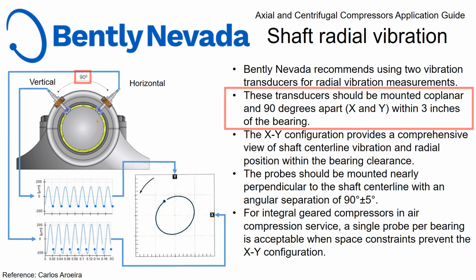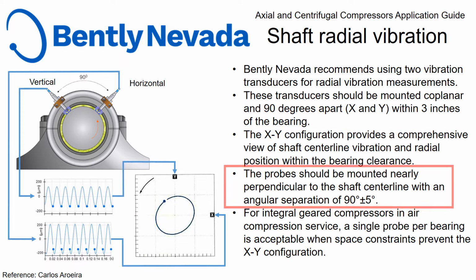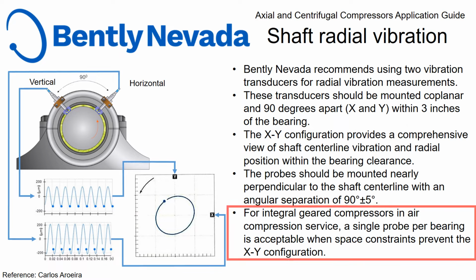These transducers should be mounted coplanar and 90 degrees apart within 3 inches of the bearing, and this is for large compressors. The XY configuration provides a comprehensive view of shaft centerline vibration and radial position within the bearing clearance. The probes should be mounted nearly perpendicular to the shaft centerline within an angular separation of 90 degrees plus or minus 5 degrees. For an integral geared compressor, a single probe per bearing is acceptable when the space constraints prevent the XY configuration.